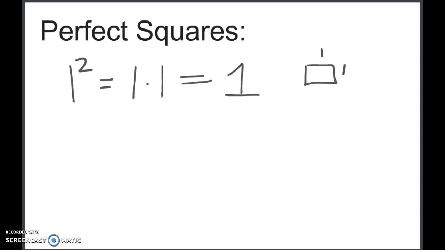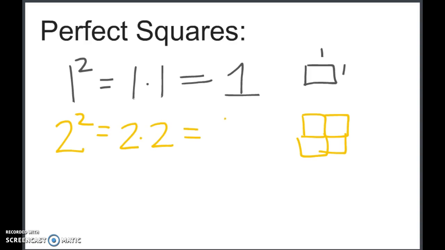My next perfect square that I could make out of these little squares, I would actually need 4 of them to make it a square. So that one is 2 squared, which is 2 times 2, which equals 4. So this has an area of 4. That's my next perfect square.